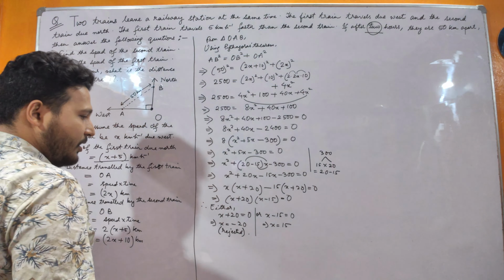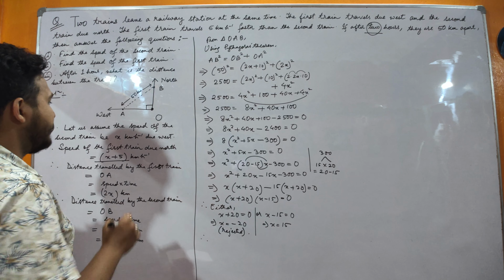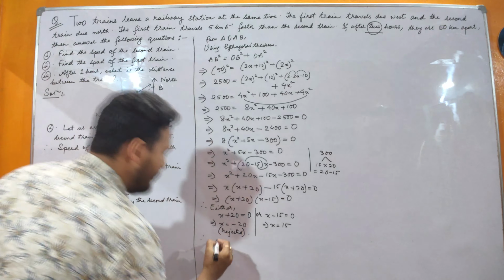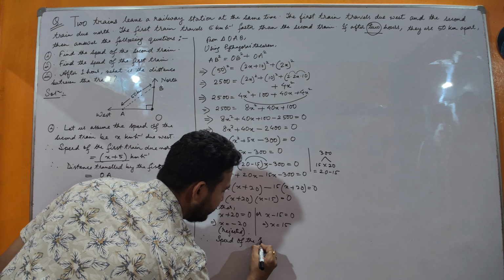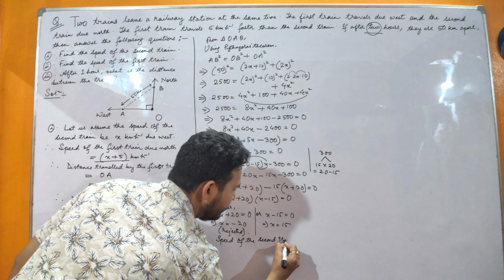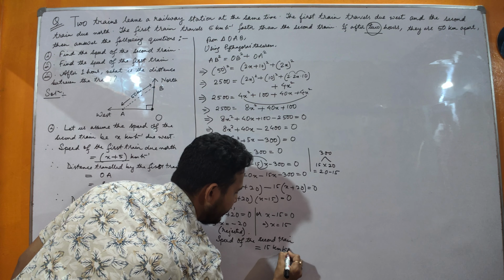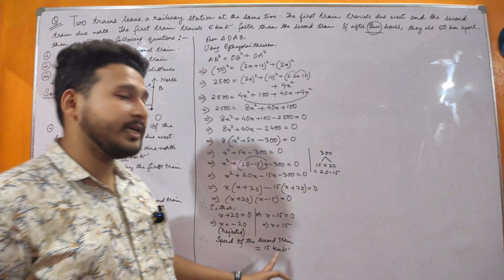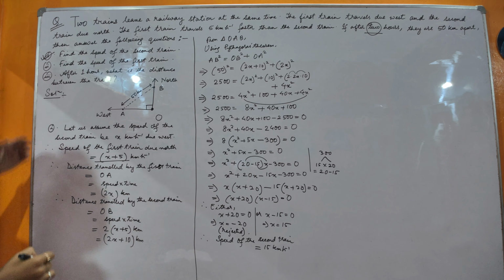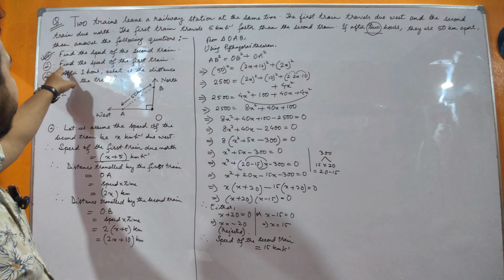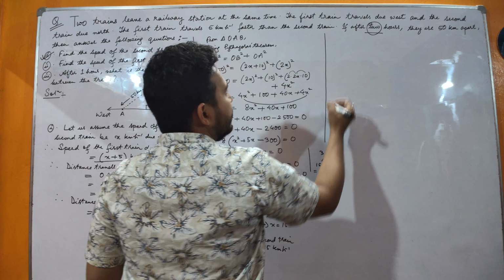It's positive. So therefore, we can write the speed of the second train is equal to 15 kilometer per hour. We have got the speed of the second train as 15 kilometer per hour. Now we have finished part 1. Let's do part 2, find the speed of the first train.